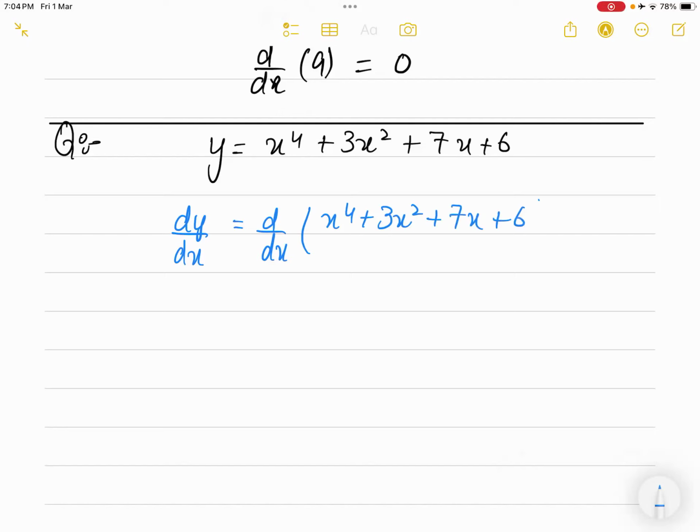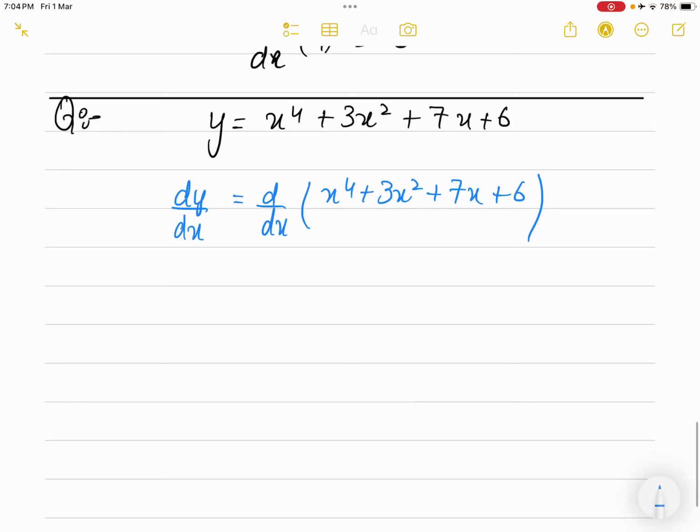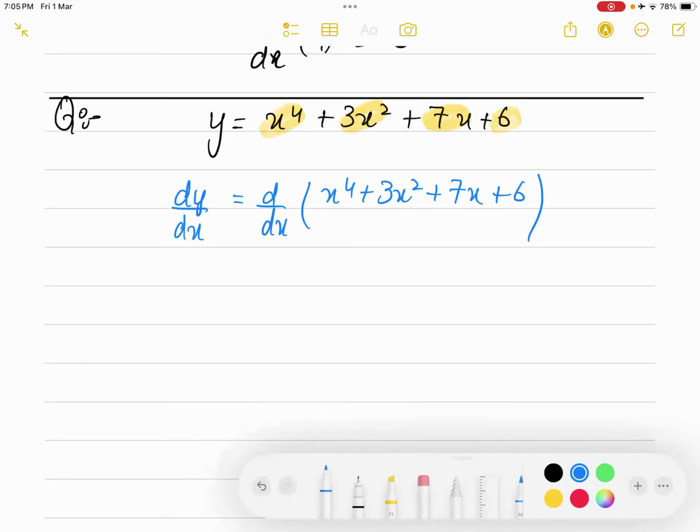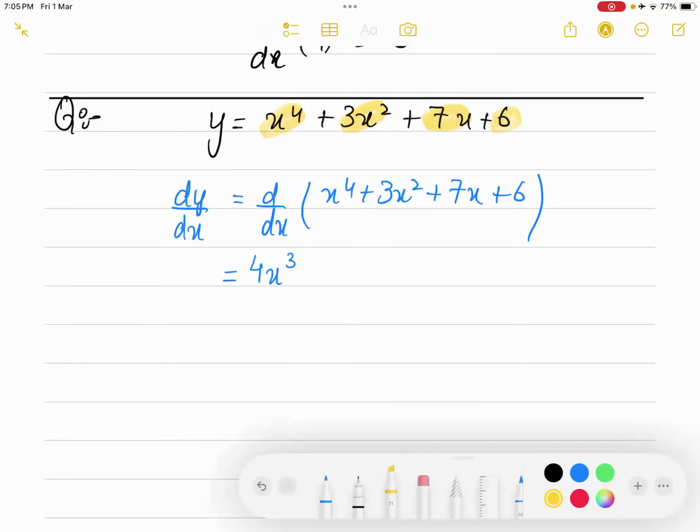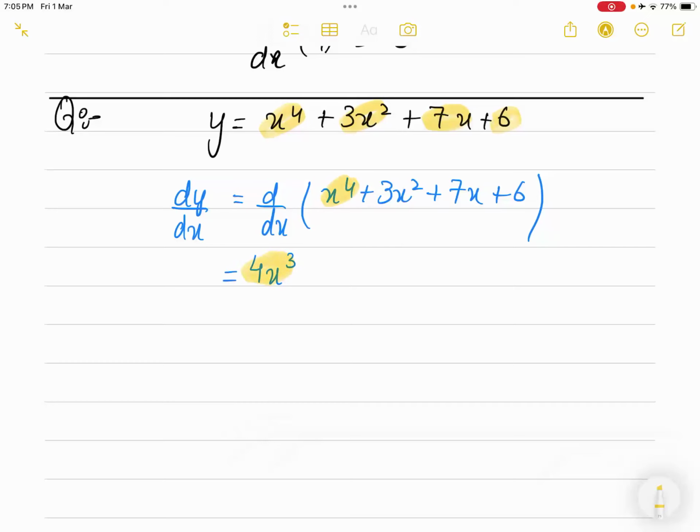Now we know that we have 4 separate rules to solve these things. So one by one, pay attention. The derivative of x power 4 would be: power comes down and subtract 1 from the power. Got it?